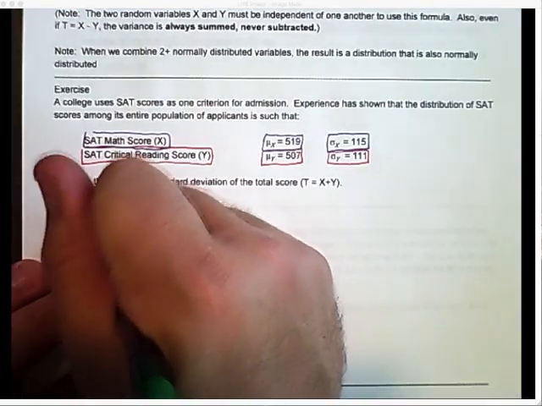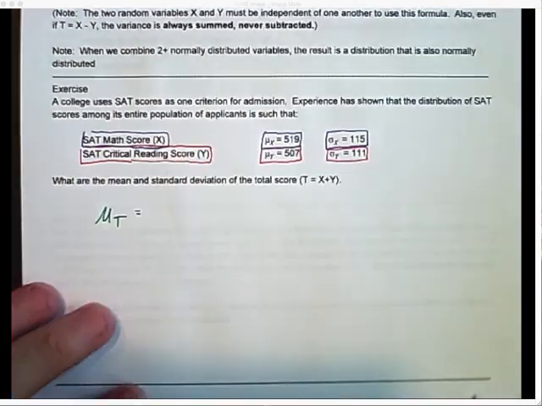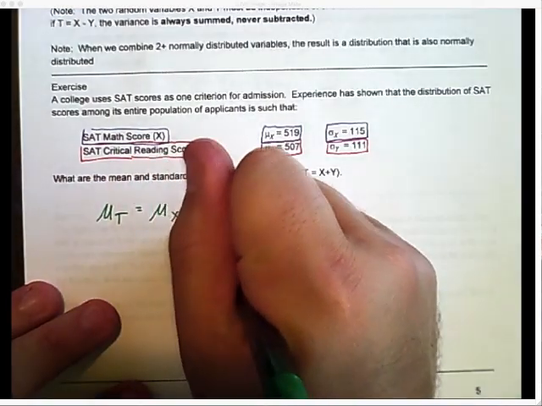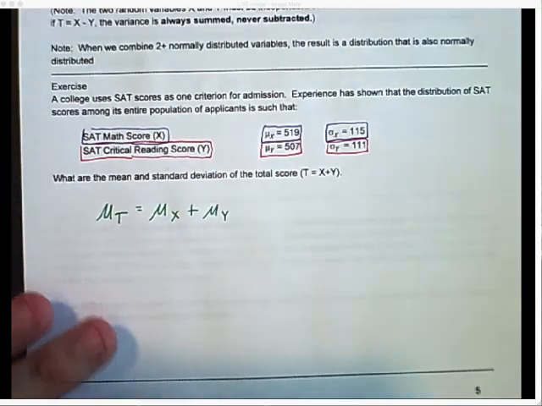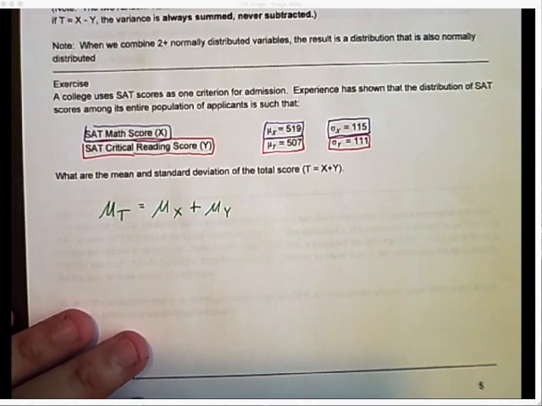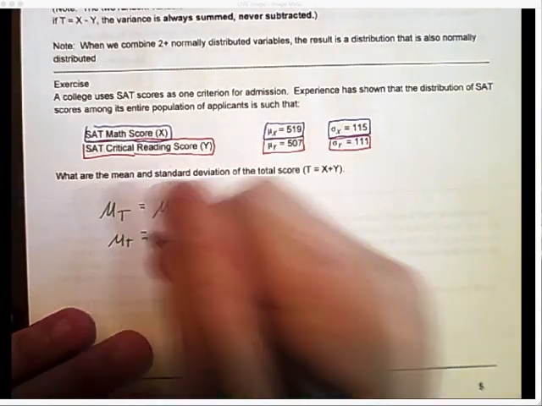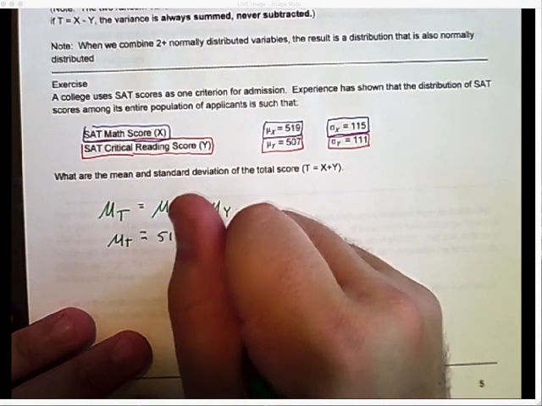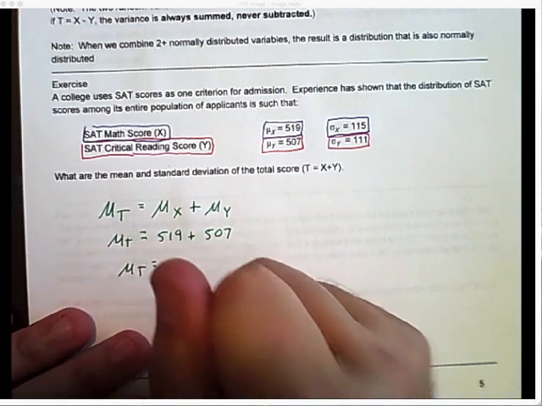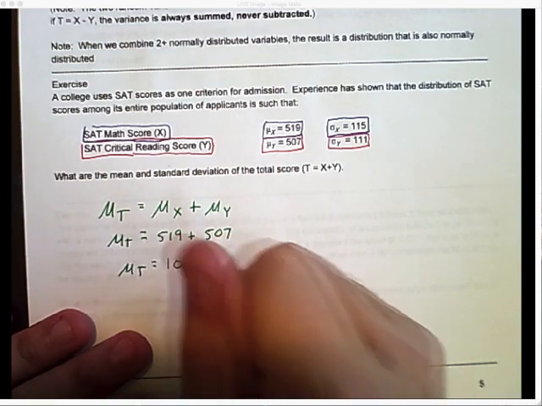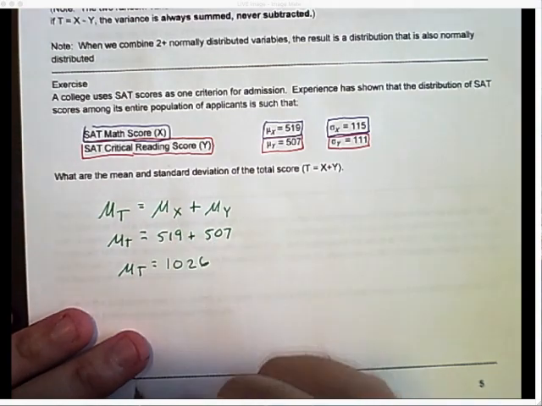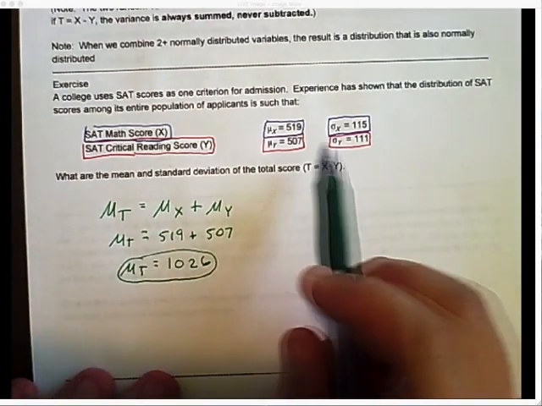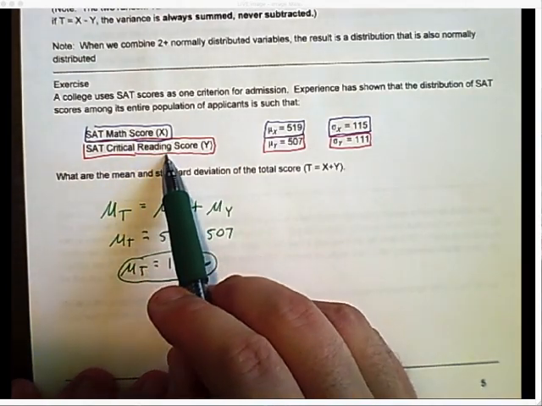To find the mean of the total score, we would just take the mean of the math score plus the mean of the critical reading score. So this is going to be really easy to find. Mu of x is 519. Mu of y is 507. If I add those together, we get 1,026. Remember, to find the new mean, we don't even have to worry about whether these are independent.